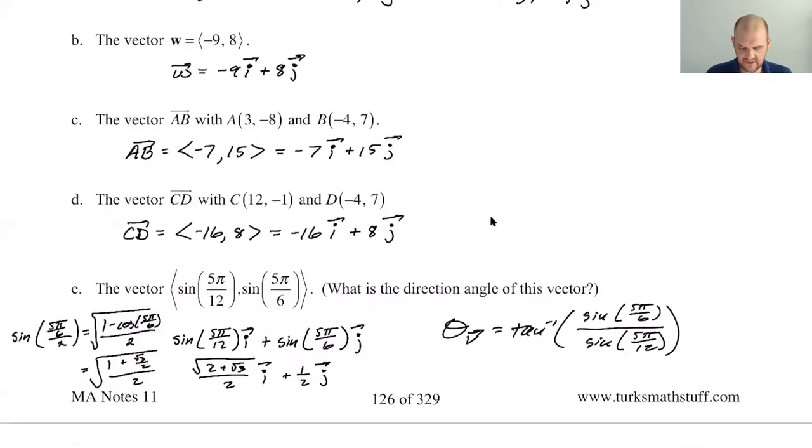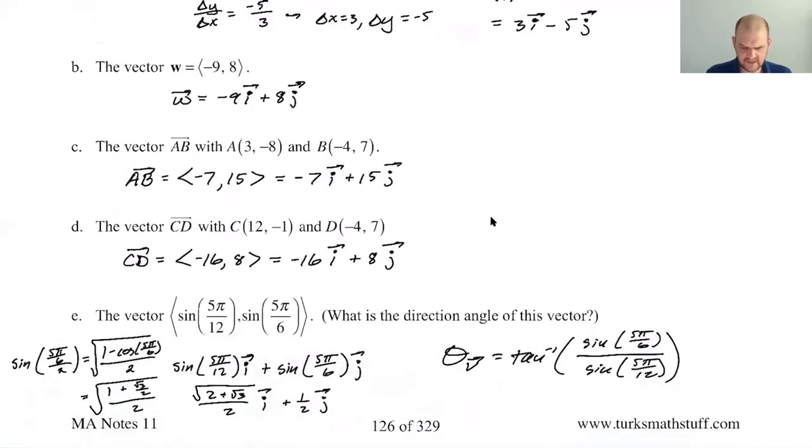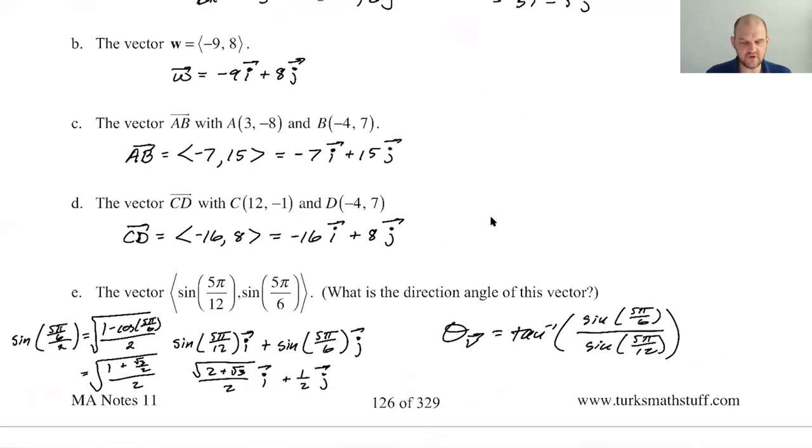So these are all the answers. Using i and j, it's not a big deal. If a question asks you to use i and j, put your final answer in terms of i and j. Do all your intermediate work however you want to do it. Nobody's going to judge you for that.